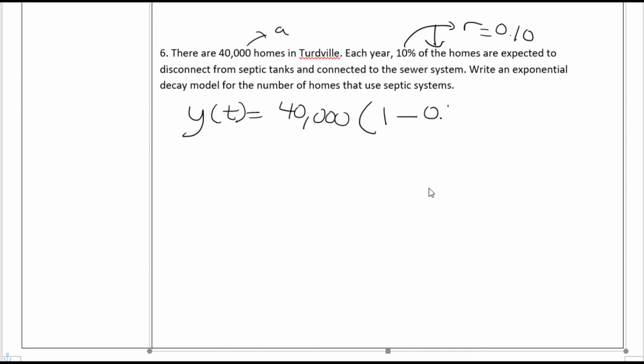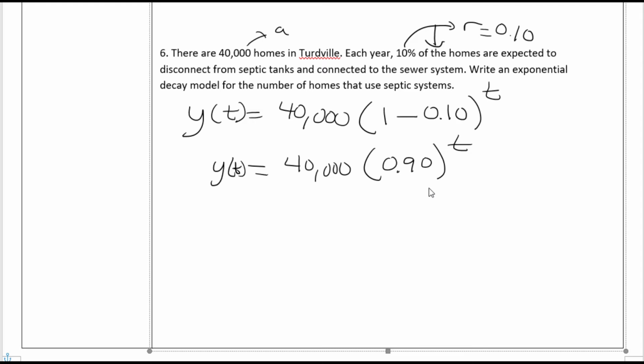since we're decaying, so we're decaying by 10% every time, raised to the t, so that's the time. In this case, they don't really tell you if it's years or anything, but we know that there's some kind of time involved. All right, so we got 40,000, and then this is going to be 0.9, because 1 minus 0.10 is 0.90 raised to the t. So that is my final exponential model.